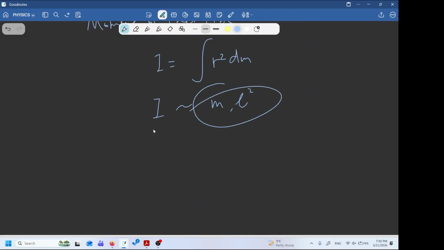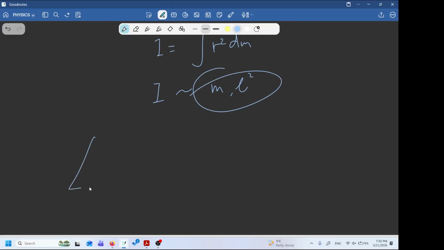Well, first, let's try to compare the full fractal triangle of side length L with a smaller one of side length L over 2.